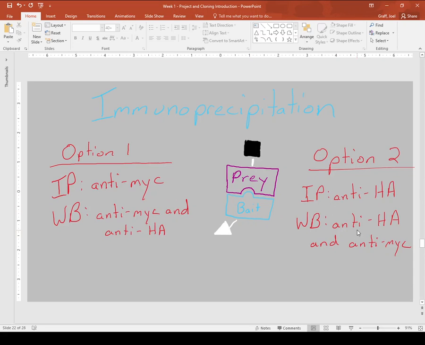Option 2 is just a reverse of that. Instead of pulling this potential complex out of solution using a MYC tag, we use an anti-HA antibody for our immunoprecipitation. We pull the prey protein out of solution, and if the bait was interacting with the prey, we should be able to detect that on a Western blot by using an anti-MYC tag. We can use anti-HA to make sure we pulled our prey out of solution, and an anti-MYC to see if the particular bait protein in our mixture came along with the prey.